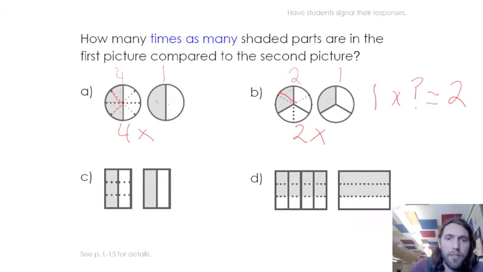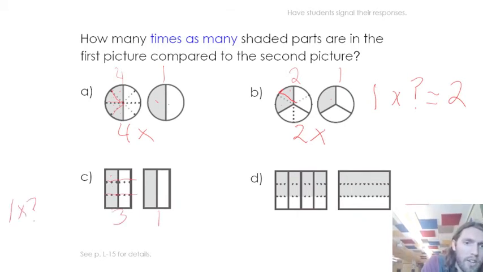All right, let's look at this one. So now this has 1 here, and 1, 2, 3. Draw the lines across. 3. So 1 times what equals 3?